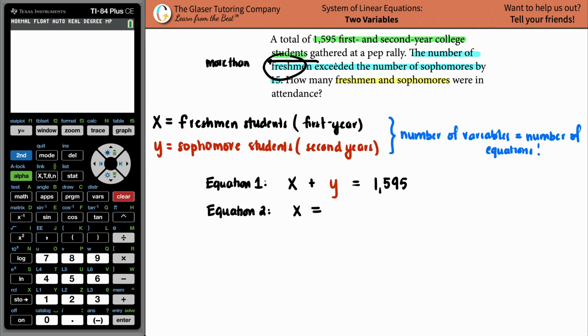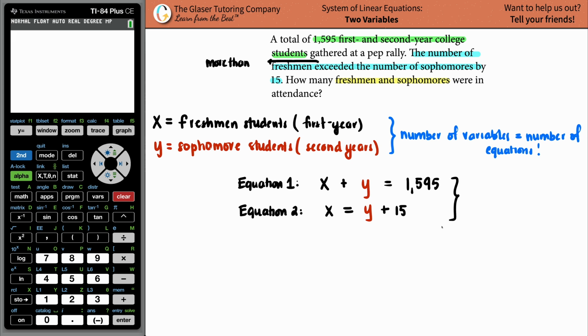So if the freshmen were more than the number of sophomores by 15, this would be Y plus 15, because the number of freshmen equals the number of sophomores plus 15. You're going to have way more on this side than your Y values. And now, here's our two equations. Now here goes the system of equations where we have to manipulate these two to make it work. Right off the bat, if you have one of your equations that is just X equals or Y equals, the easiest way to do this system of equations is by using the substitution method.